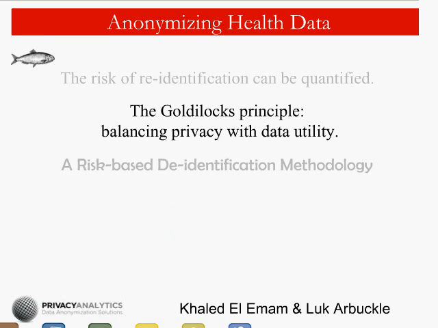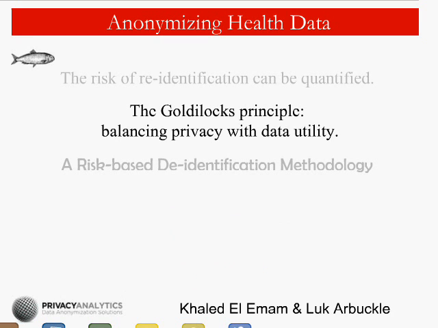Okay, so the Goldilocks principle is important as well. When you de-identify data, there's distortion that occurs to the data. So part of the process of de-identification is to balance data utility and data privacy. So we call this the Goldilocks principle because you want to get it just right. Just enough de-identification to protect privacy, but still retain sufficient utility in the data so that you can do analytics on it afterwards.